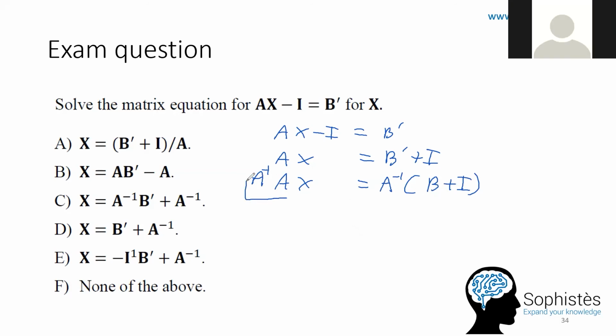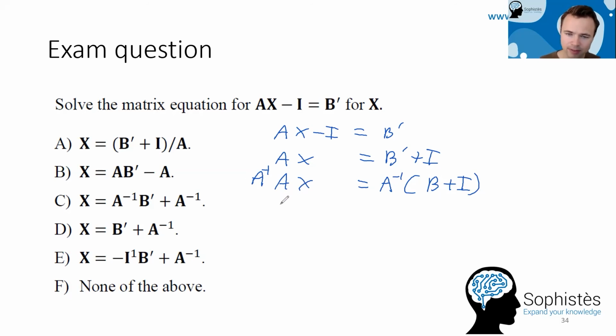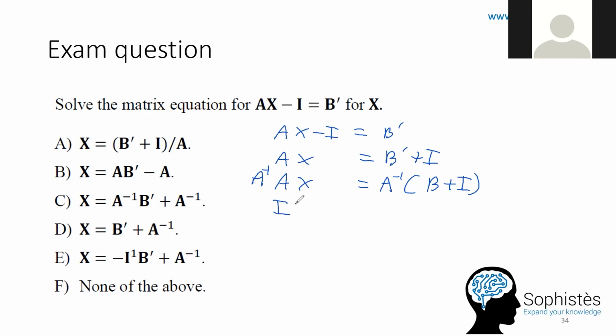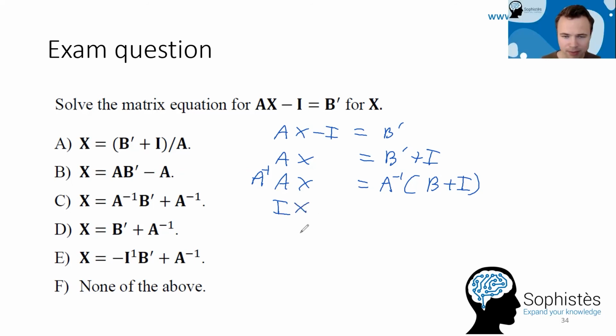And then A minus 1 times A will become the I, right? Isn't it just I? And that will just become. And then here, I will just leave it for a second.